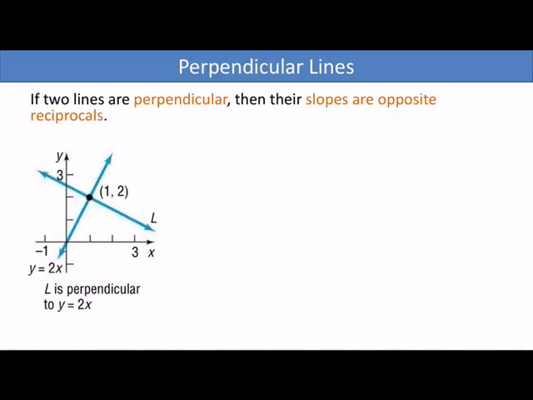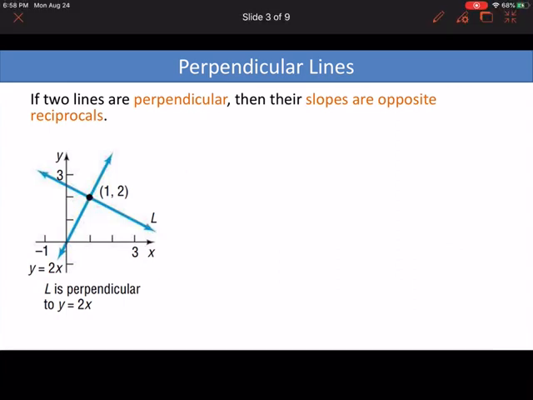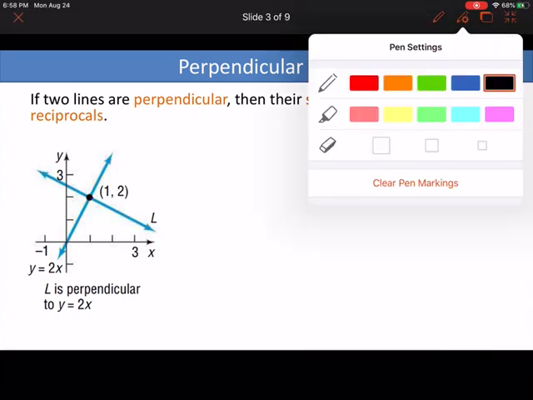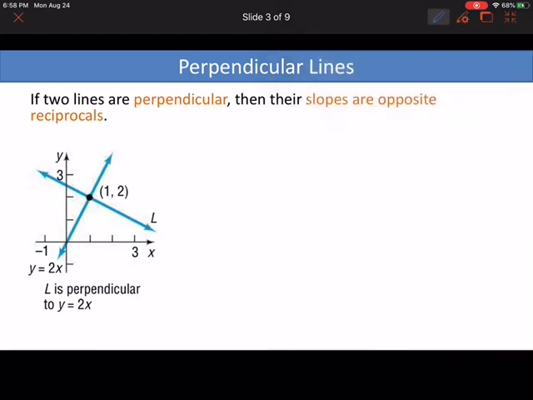What about perpendicular lines? Okay. So if you remember, perpendicular lines intersect at 90 degrees or right angles. And the theorem states if two lines are perpendicular, then their slopes are opposite reciprocals, or their product is -1.